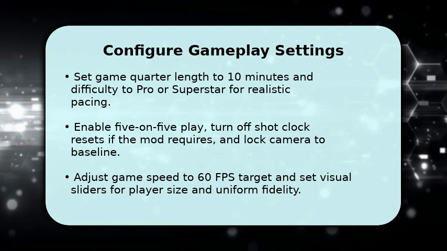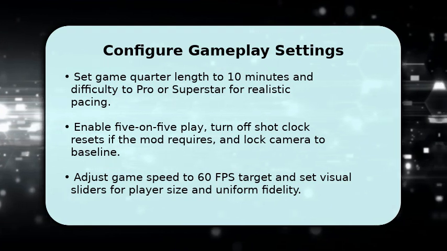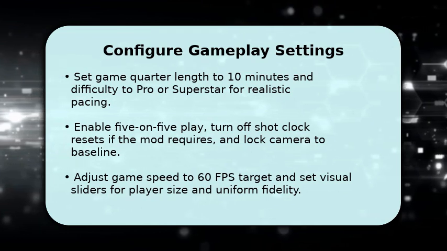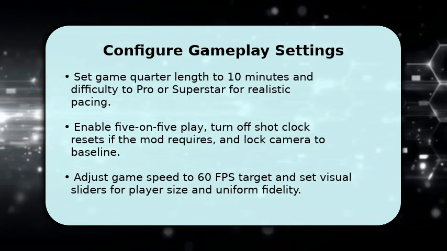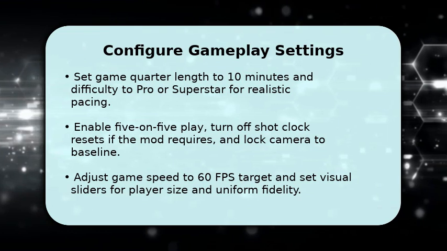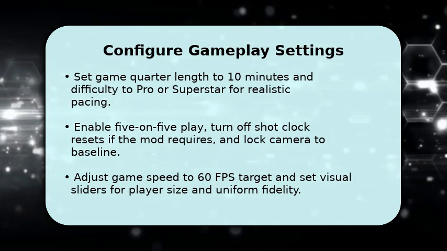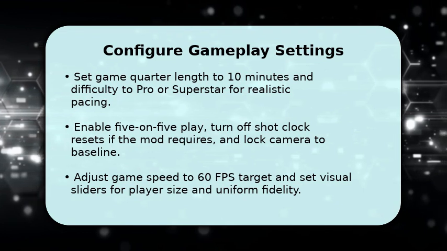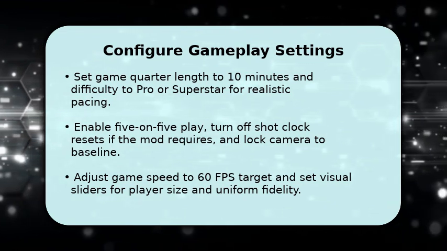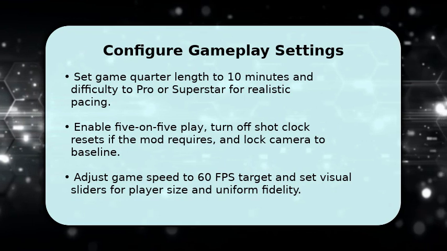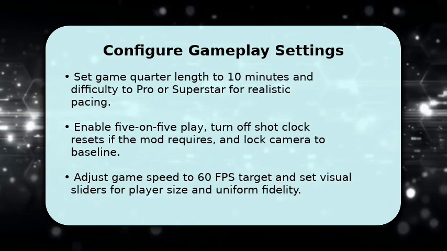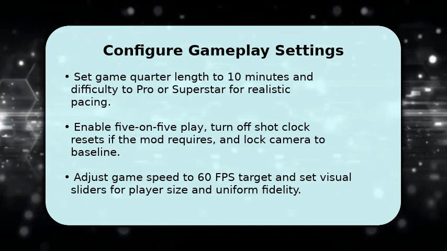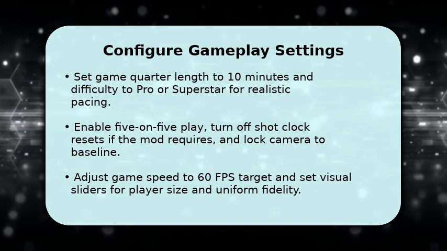Set quarter length to 10 minutes to mimic college timing and choose Pro or Superstar difficulty for realistic AI. Ensure 5-on-5 is enabled and confirm any custom rules from the mod. Turn off NBA shot clock behaviors if the mod uses college rules. Adjust camera to baseline or broadcast depending on preference, and set performance targets. Aim for 60 FPS, medium-high visuals, and tweak player height and uniform fidelity sliders for authentic appearance.